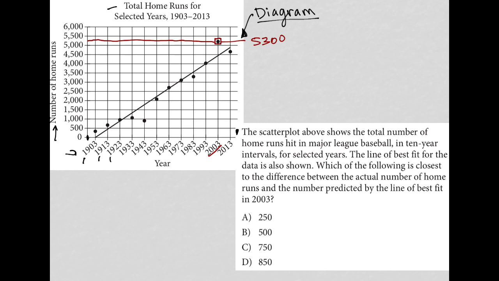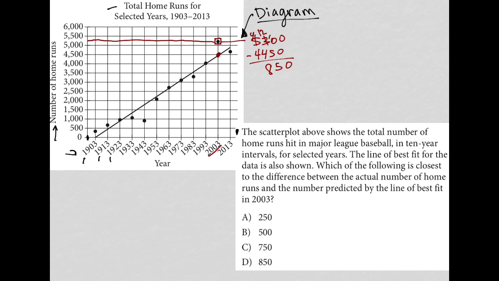And the predicted number of home runs from the line of best fit is here, which looks like it's slightly under 4,500, but very slightly. So I'm going to call it 4,450. Okay. So then what is the difference between those things? Well, that's just 5,300 minus 4,450. I'm not expecting a perfect answer here because I know that I'm estimating, but let's see what happens. So I'm getting 850.